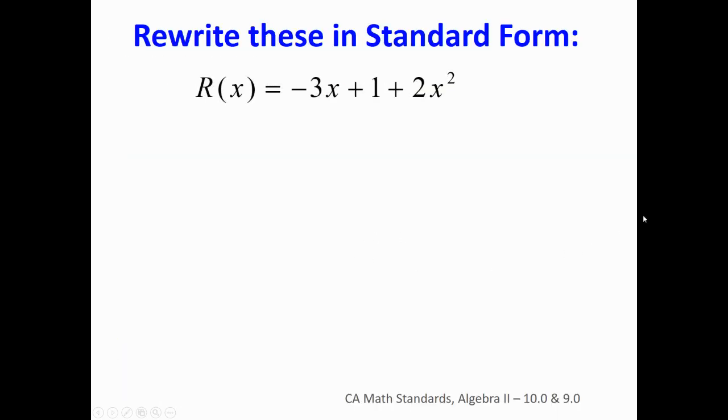All right, so with that being said, I want you to do some practice. So in between these, go ahead and pause if you don't want to spoil it, but I'm going to ask you to pause on specific ones. So right now, if you want to rewrite this in standard form, pause, and let's see what you got. Cool, so there it is. You can see the 2x squared comes first, followed by -3x, and followed by +1.